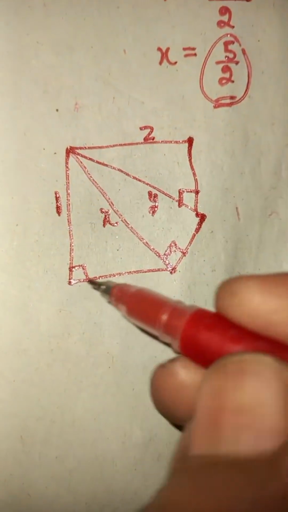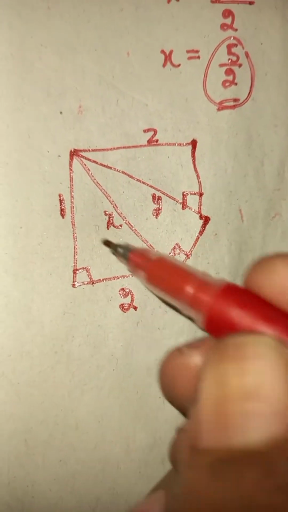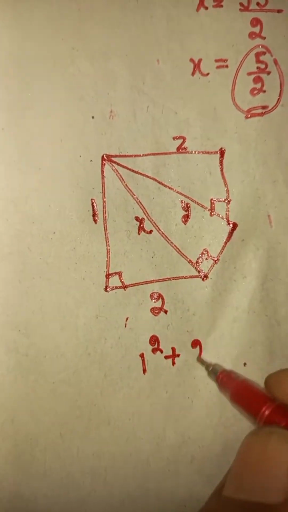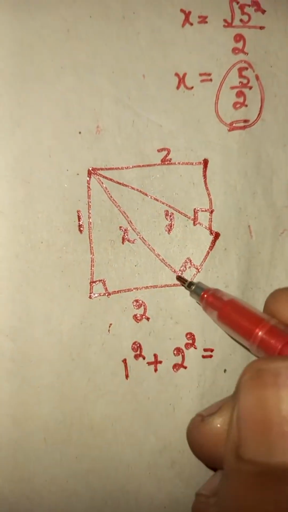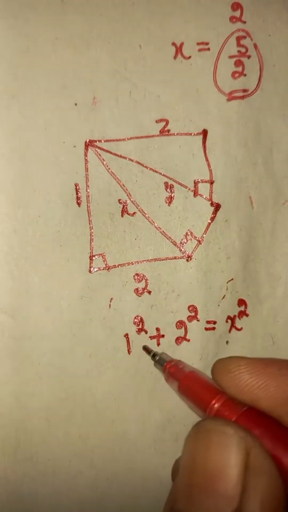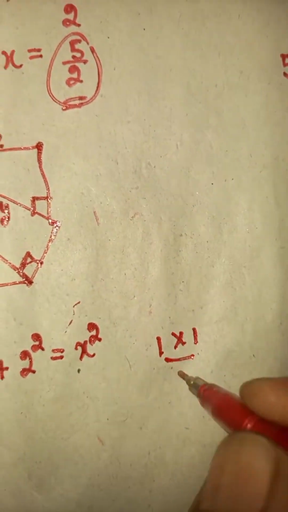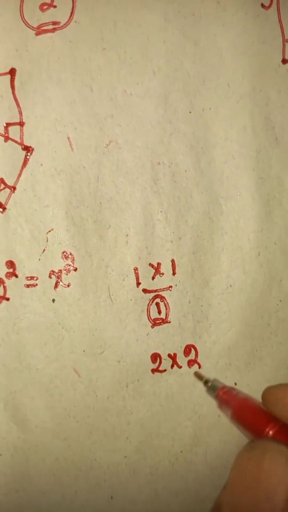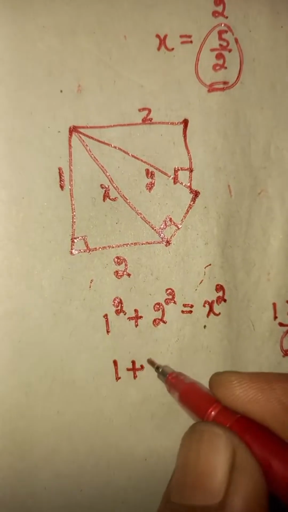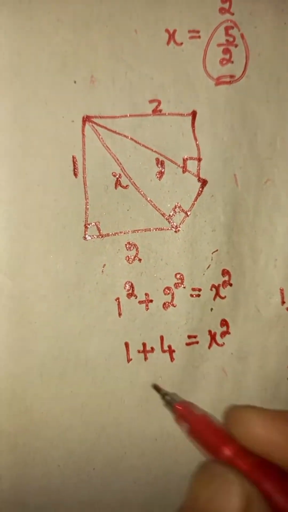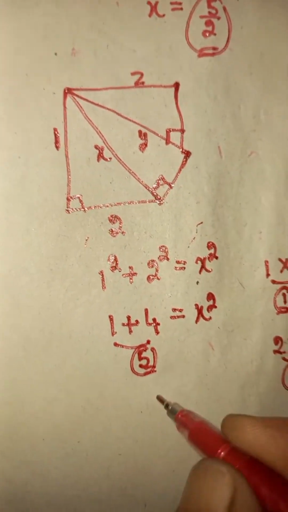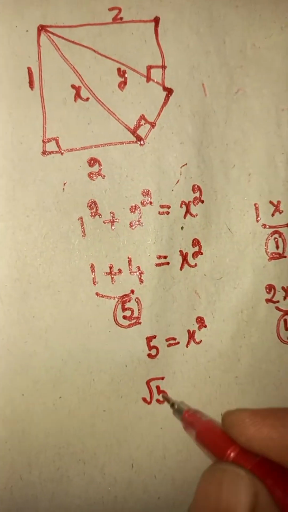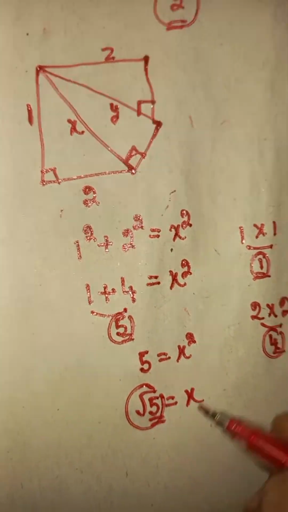Let's take this triangle. In this triangle, this side square plus this side square equals hypotenuse square. That is 1 square plus 2 square equals, this is the hypotenuse, x square. 1 square is 1 times 1, which remains 1, and 2 square is 2 times 2, which becomes 4, equal to x square. 1 plus 4 is 5, so 5 equals x square. The square comes to that side, it becomes root 5 equals x.